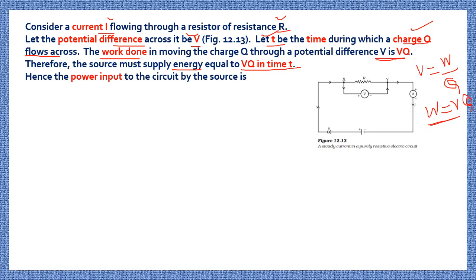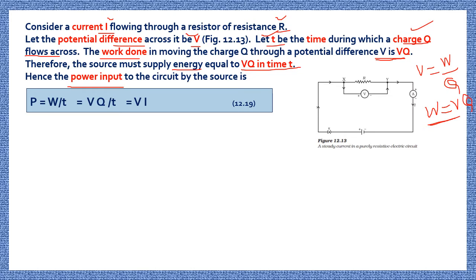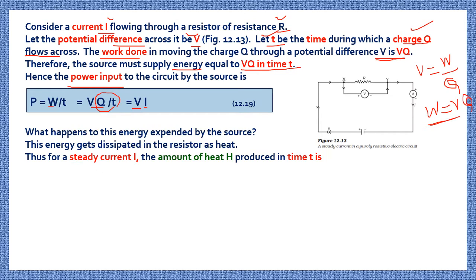Now let me move forward. The power input to the circuit by the source is P is equal to W upon t, work upon time. Now substitute the value of W, that will be VQ upon t. This will be V into I. Why? Because Q upon t is equal to I. Now what happens to the energy that is expended by the source? This energy gets dissipated in the resistor as heat.